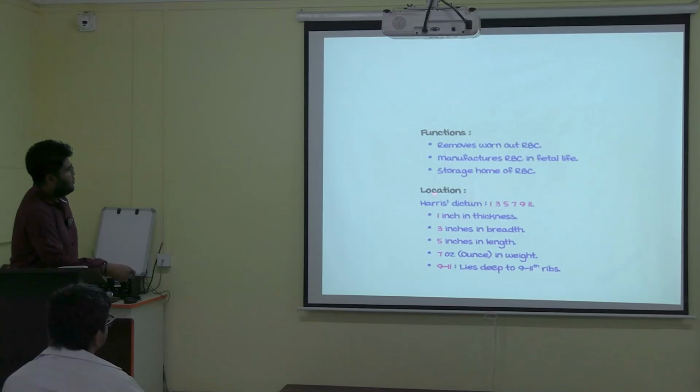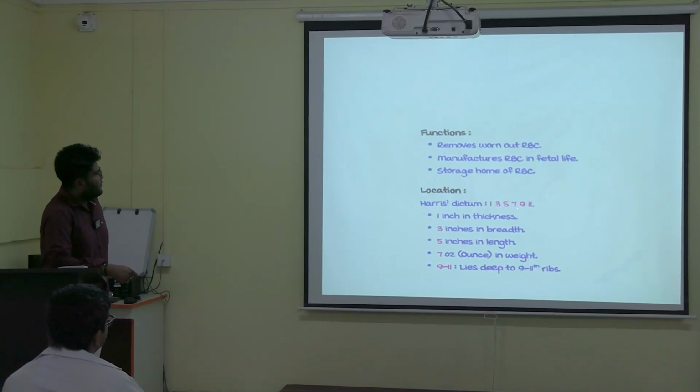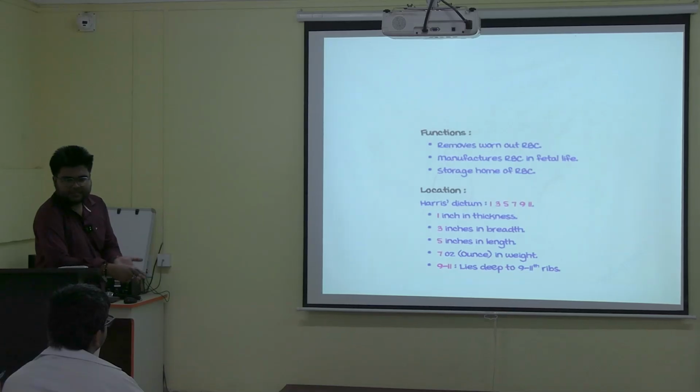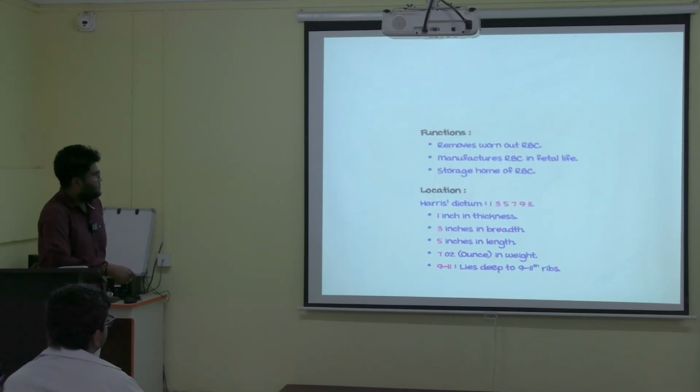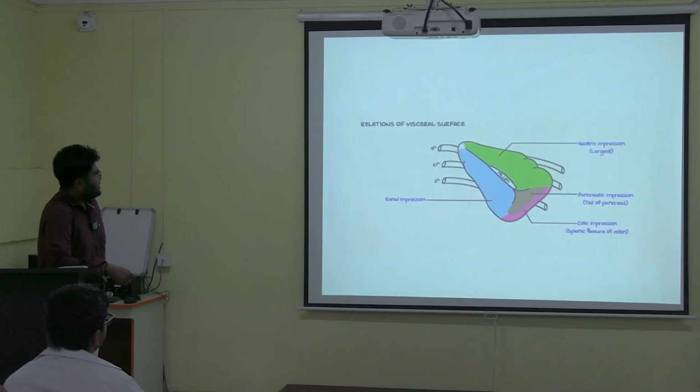So these are the locations. This is called Hilton's dictum: 1, 3, 5, 7, 9, 11. 9, 11 means the spleen is present along your 9th, 10th and 11th ribs. 1 inch thickness, 3 inch breadth, 5 inch length, and 7 ounces in weight. 7 ounces means about 200 gram in weight. Next are the relations.